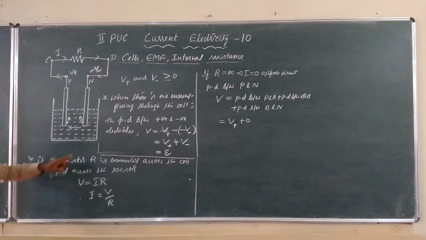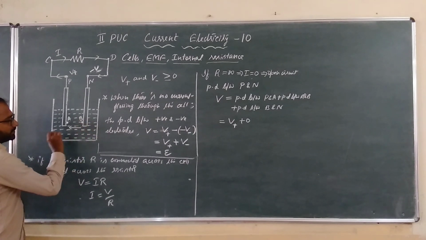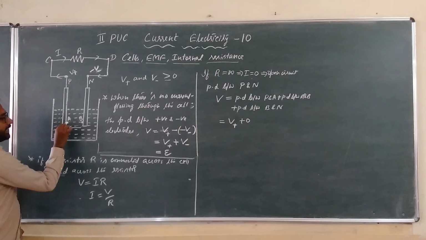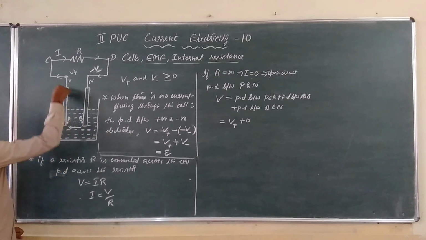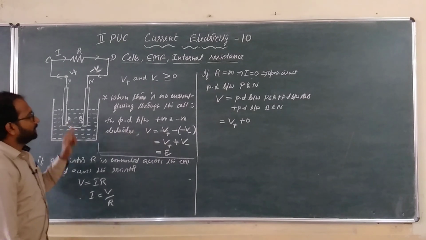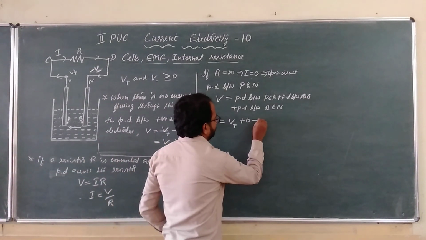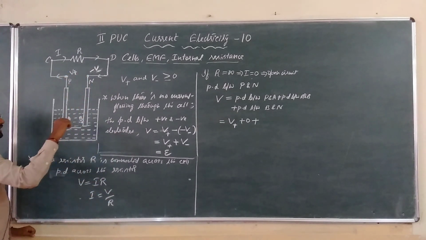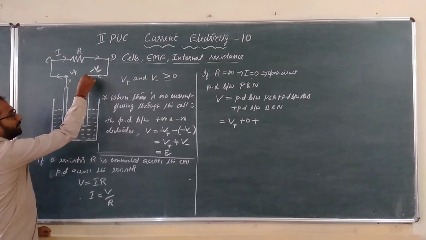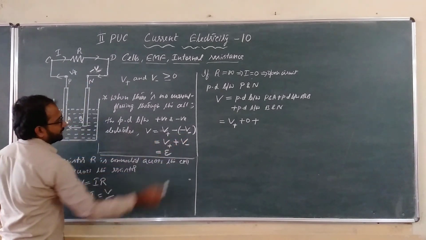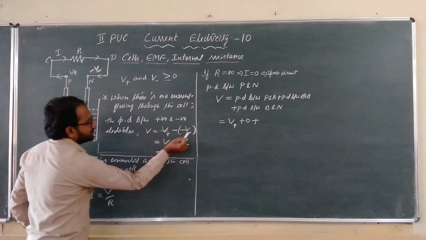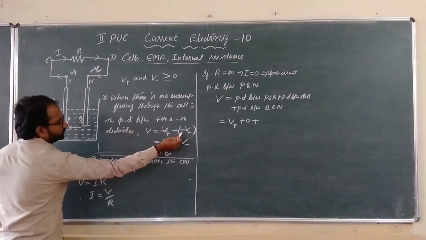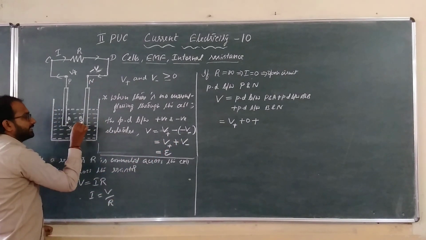If there is no current, the potential throughout the electrolyte solution is the same, so there is no potential difference between any 2 points. Therefore the potential difference between A and B, when there is no current flowing through the cell or the external circuit or the resistor, is 0. Plus, what is the potential difference between B and N? See, the potential difference between N and B is minus V minus, the potential of N with respect to B. It is negative because this is at lower potential and this is at higher potential.